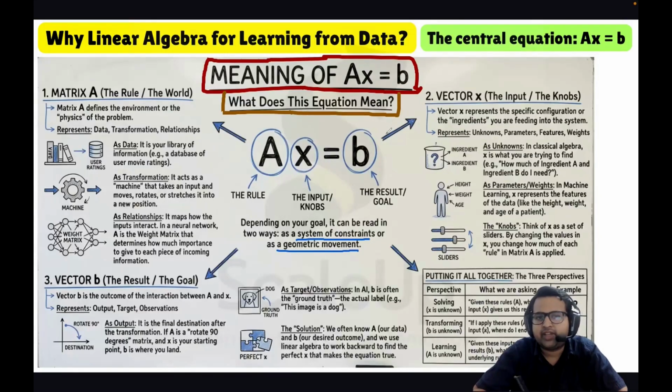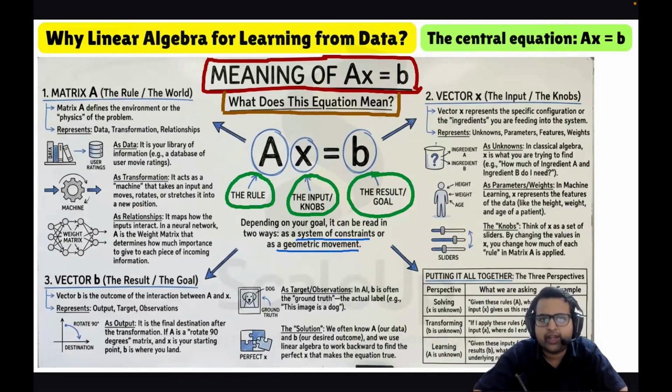So in this equation, Ax = b, A is the relationship matrix, or you can call it the rule. A is the rule. We'll discuss in detail what the rule means. x is the input, the knobs, and b is the result, the goal. Now, all these components we will discuss in some good detail. First, let us understand what we mean by matrix A, which is representing the rule, the world.